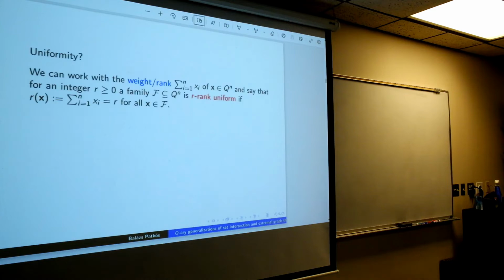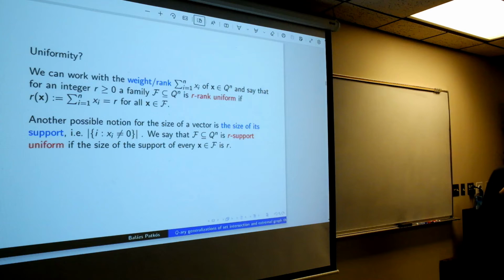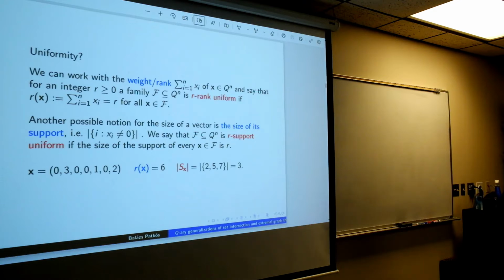Okay, so uniformity, well, there are two ways. Either you take the rank, where you add up the entries, or you can take the number of non-zero entries, which is called the support. And of course, these are the same for 0, 1 vectors. But again, an example. There's a vector, or integer sequence, of length 7, and the rank, if you add this up, 3 plus 1 plus 2, is 6, but there are 3 non-zero entries, so the support has size 3.